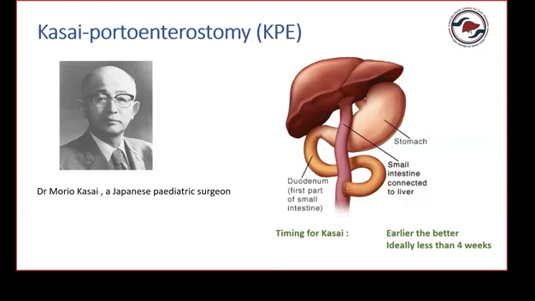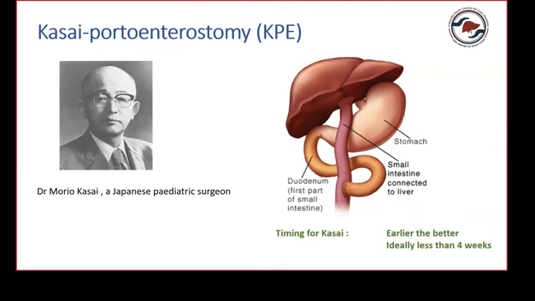So now let's look at Kasai portoenterostomy, a fantastic surgical intervention which was discovered by Dr. Morio Kasai, a Japanese pediatric surgeon, in the 1950s. As you know, biliary atresia is highly prevalent in Japan. And Dr. Kasai identified a child during laparotomy who had an atretic biliary system. So he tried this surgical method, which evolved over time, and now we have Kasai portoenterostomy, which, as shown in the picture, is where we put a Roux loop to the porta hepatis and establish the biliary tree.